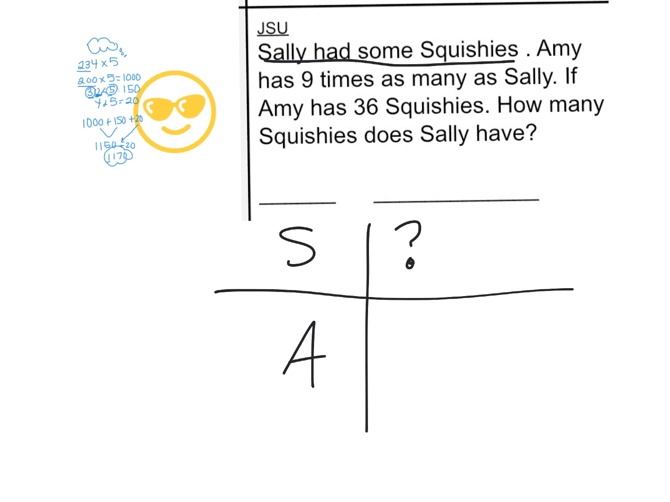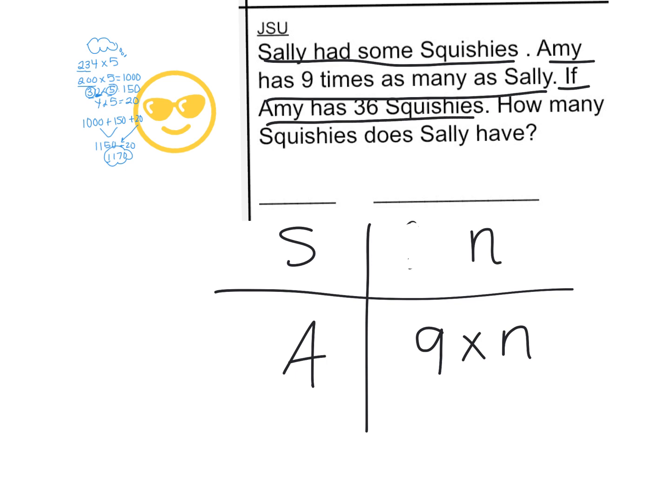We could use that as a question mark, or I could just say N, right? That's just some. We don't know what it is. So we're going to use N for that substitute. Amy has 9 times as many as Sally. So Amy has 9 times what Sally has. If Amy has 36 squishies, so we know that that's going to make 36, how many squishies does Sally have? Well, what's going to make that true? What do I need to multiply 9 by to get to 36?